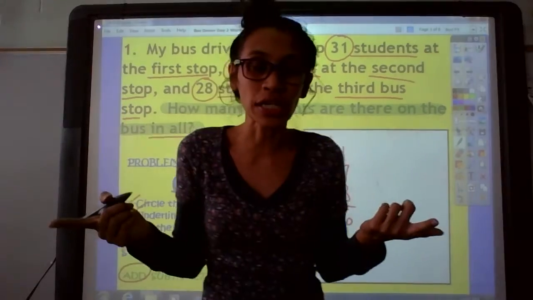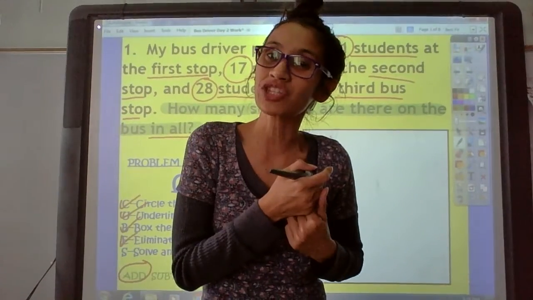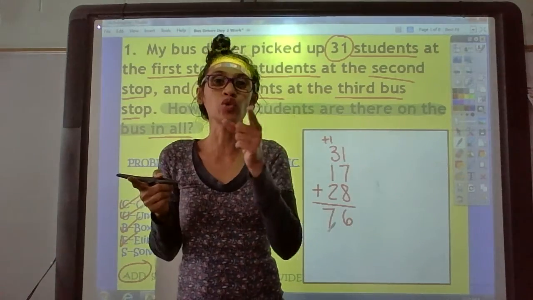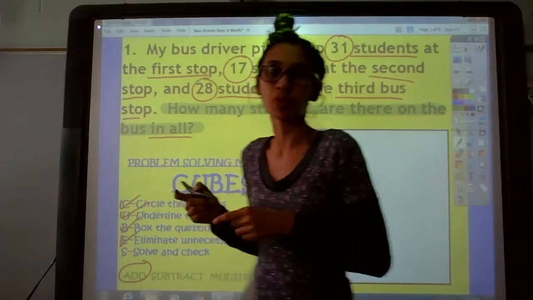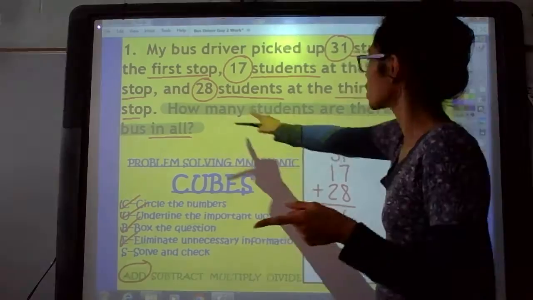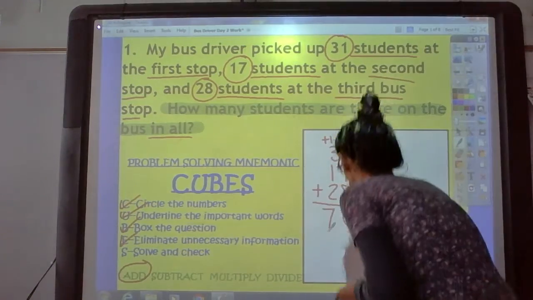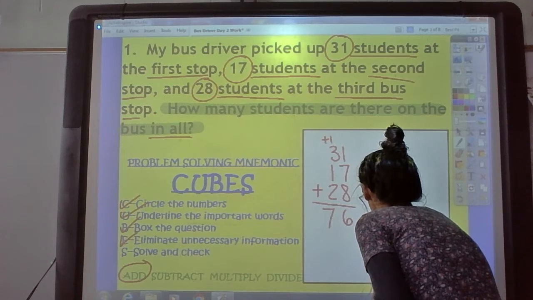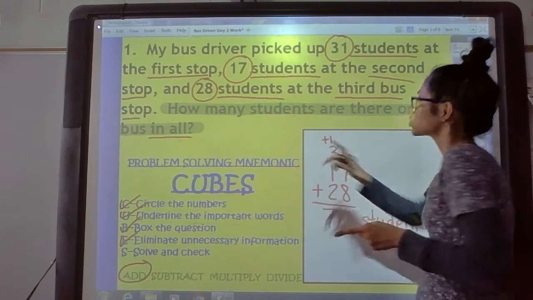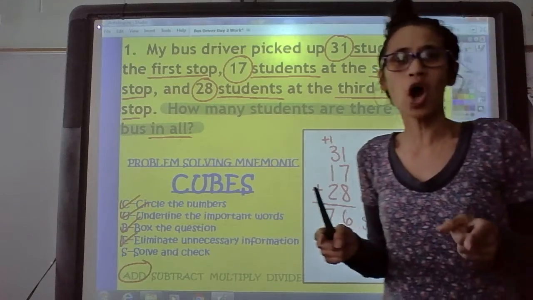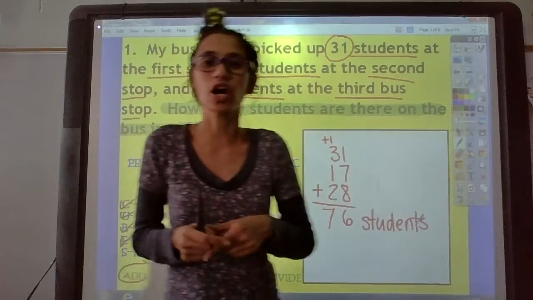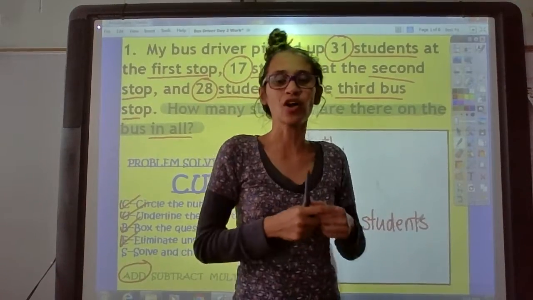And there's something we need to do. Always with your answer, you need to write the what? You need to write the unit. And what is the unit of this problem? 76 what? 76 right there. Students. So write 76 students. So if I ask you how many students are there on the bus in all, you can say, Miss Alana, there are 76 students on the bus in all.